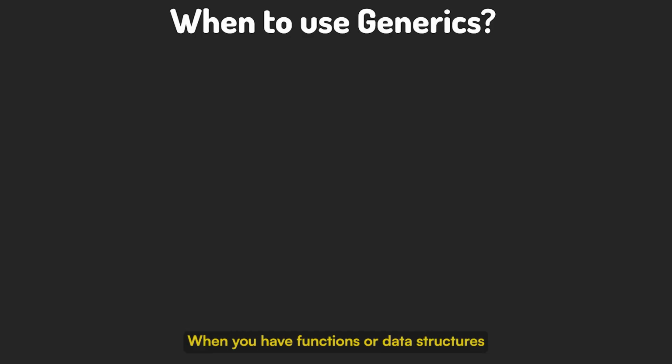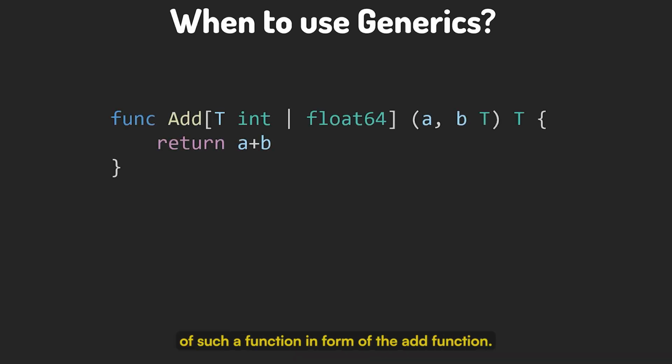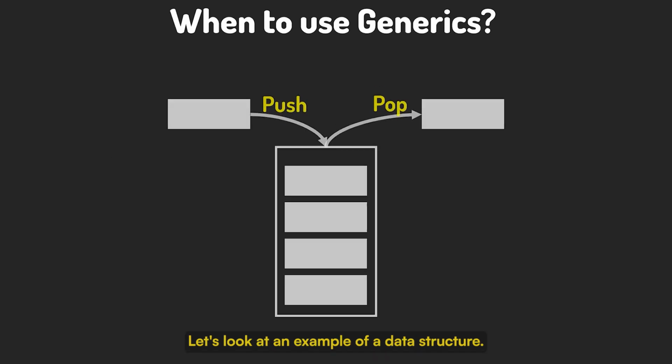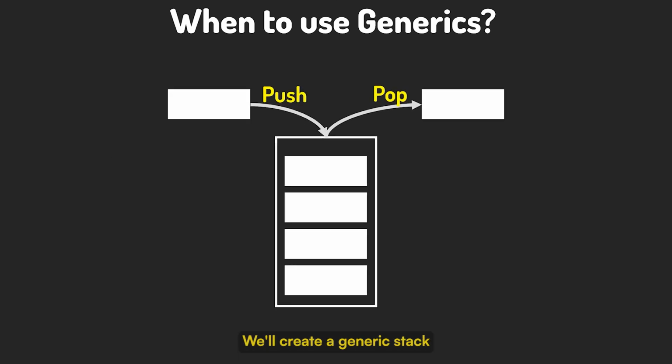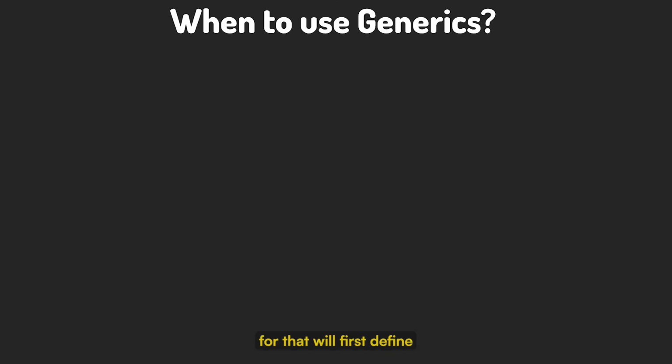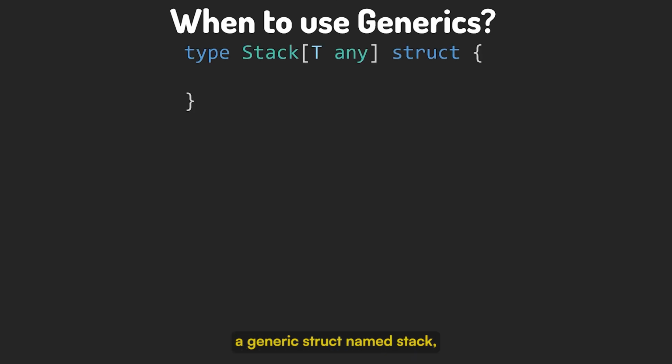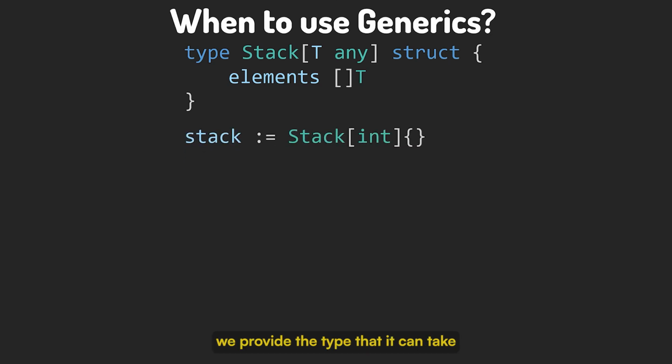So when to use generics? When you have functions or data structures that perform the same operations on different types. We have already seen an example of such a function in the form of the add function. Let's look at an example of a data structure. We'll create a generic stack that can store any type of data. This stack will be able to handle strings, integers, floats, and any other type while performing the basic stack operations of push and pop. For that, we'll first define a generic struct named Stack which can work with any type T. The stack has an elements array of type T. Now, when we initialize the stack, we provide the type that it should take, like this.